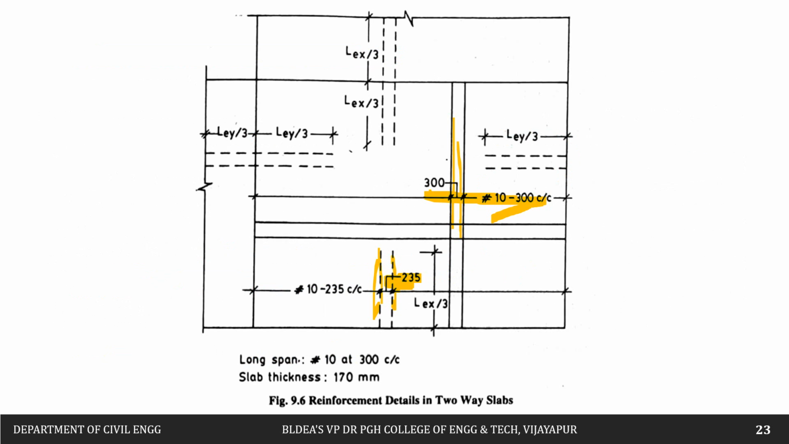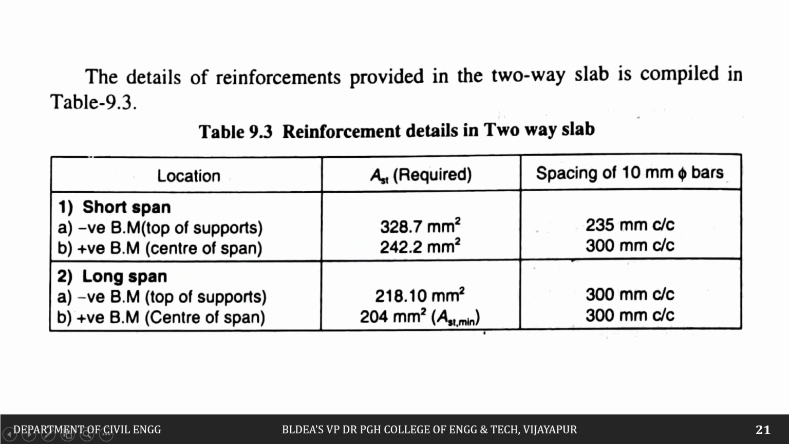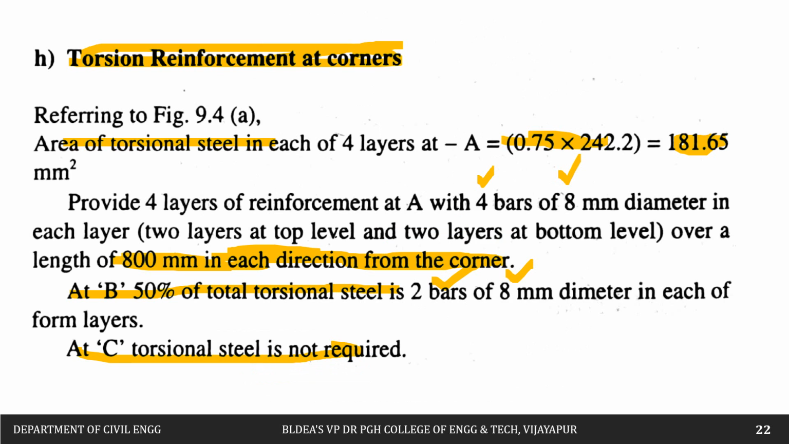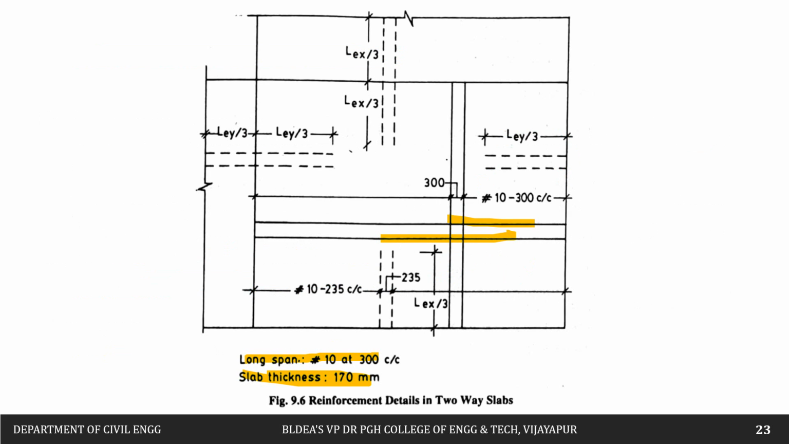Then next is along the long span. Now this is the long span we have. So we are going to provide 10 mm diameter, 300 mm center to center. And along the long span we have 10 mm diameter, 300 mm center to center, and the slab thickness is 170 mm. So in this way the detailing of steel has to be done in the slab.